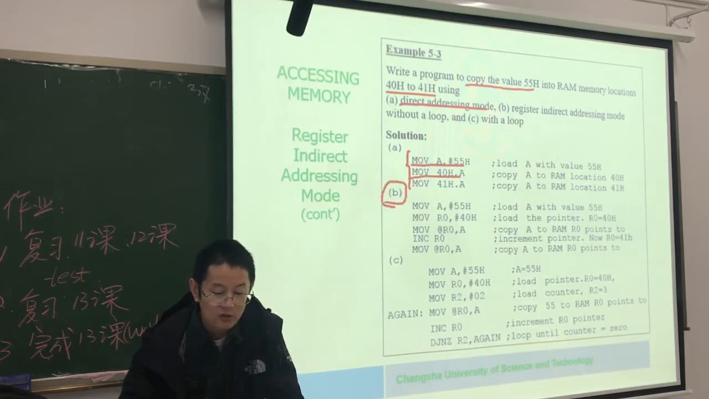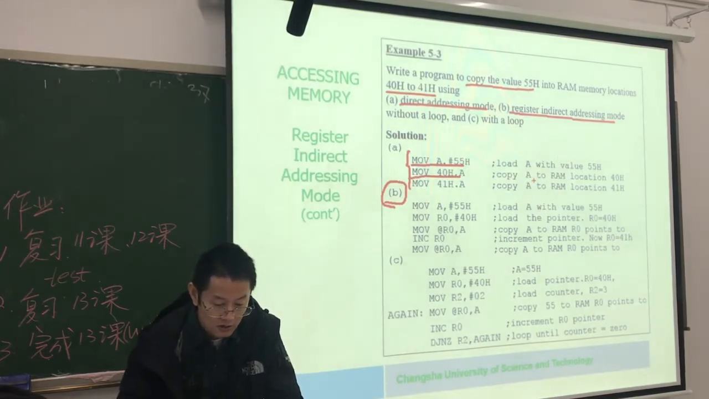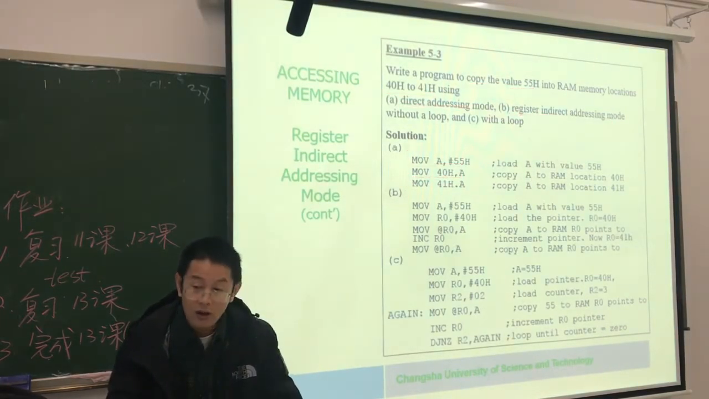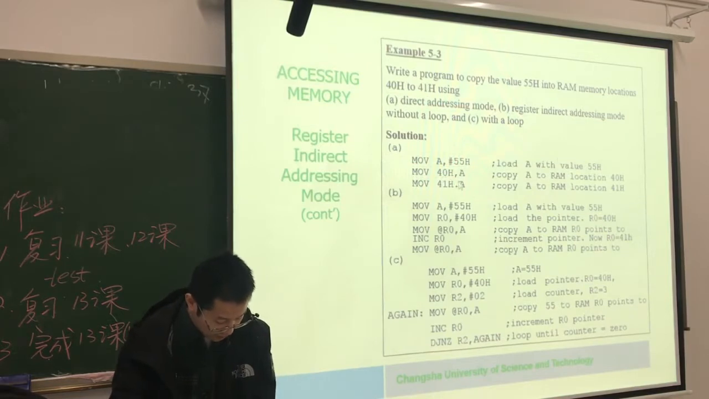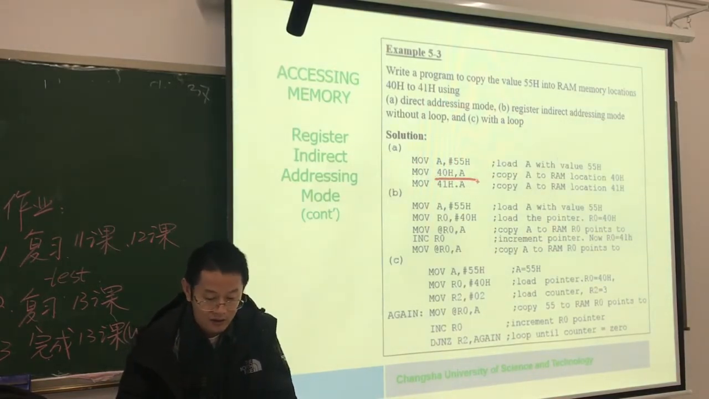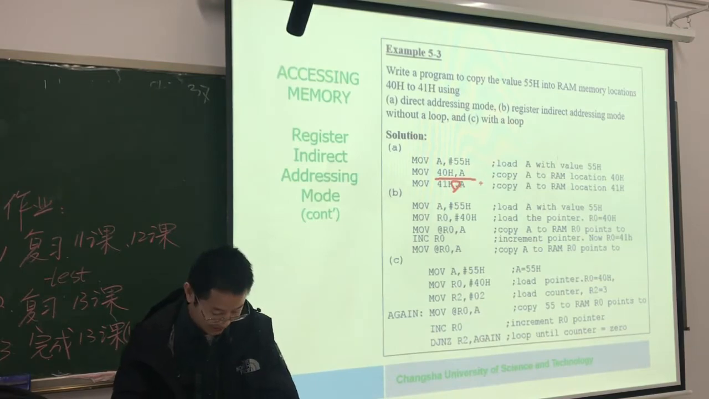Solution B is the register indirect address model. Is that a mistake? MOV 41H, and solution A. You mean here? Yeah, here. It's a comma. Yeah, it's a comma. Sorry.